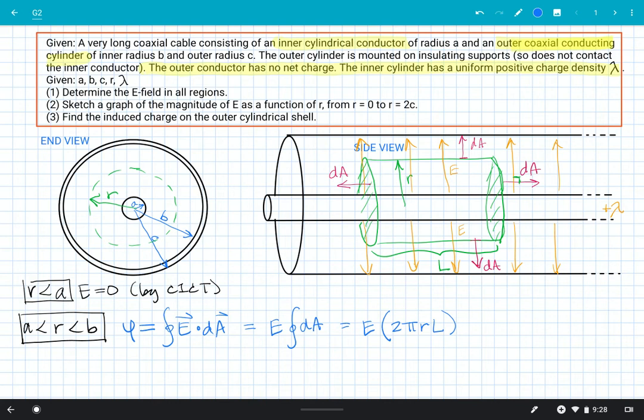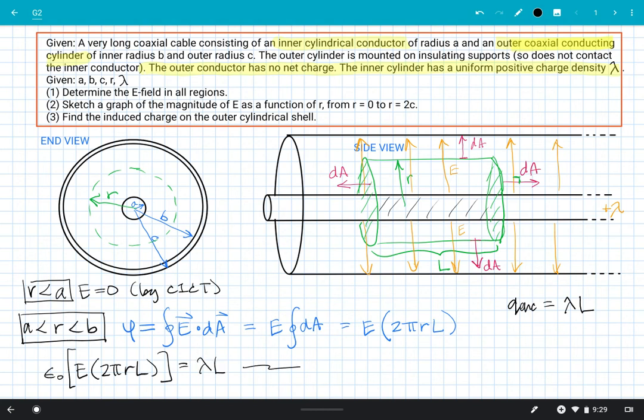We can calculate our Q enclosed. So now look at your diagram. What charge am I enclosing? Well, I'm enclosing this part of my rod, right? Some length of rod. So I can call that Q enclosed then lambda, charge per unit length, times L, the length I'm enclosing. So now I have my flux, I have my Q enclosed, so I can write out my Gauss's law statement, which tells me that epsilon naught times flux, which is E 2 pi r L, is equal to my enclosed charge.